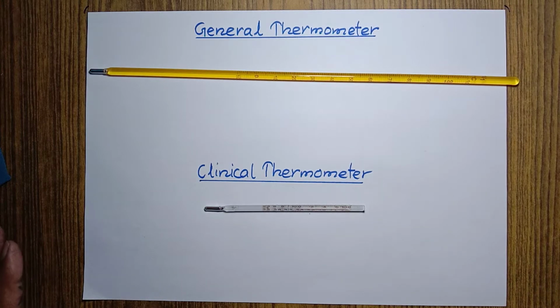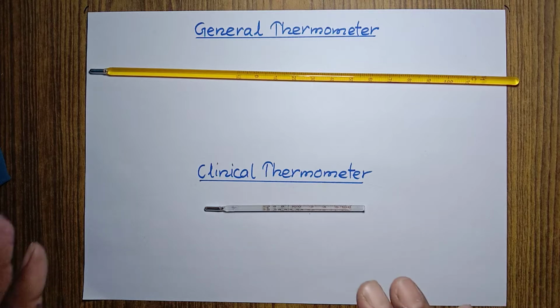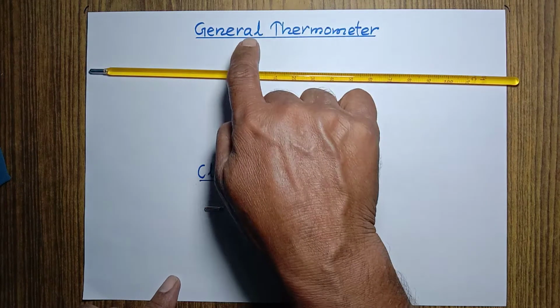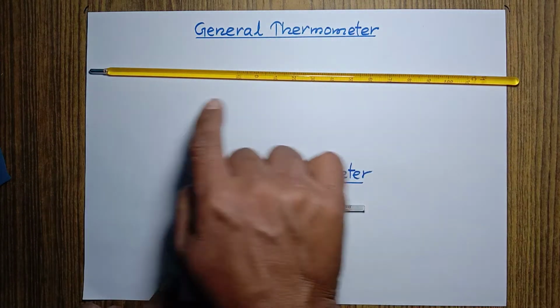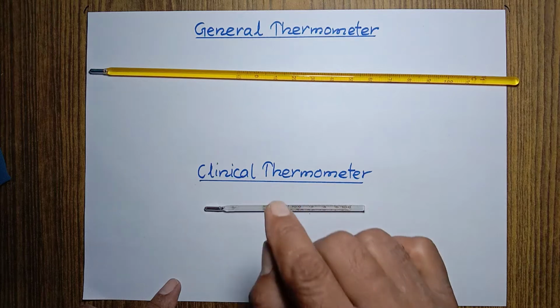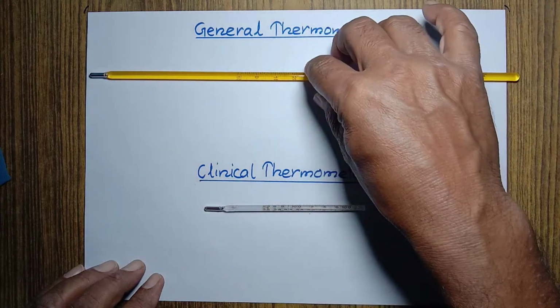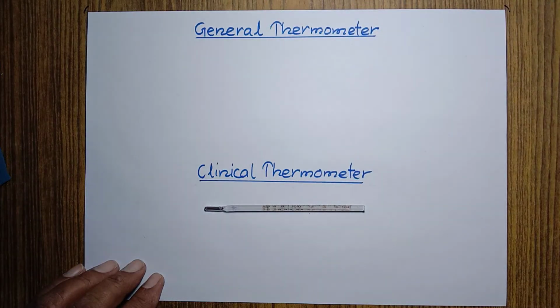Today we are going to draw a diagram of a general thermometer and a clinical thermometer. Look at this, this is a general thermometer and this is a clinical thermometer. Now if we are told to draw a general thermometer and a clinical thermometer, how do we draw it in the examination?